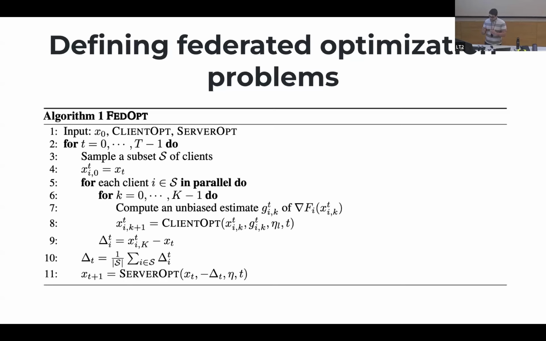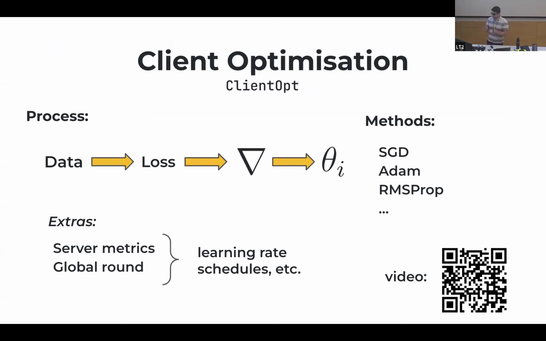So I'll give you a brief overview of how those separate things work in slightly more detail. First and foremost, as I said, we have client optimization. The way client optimization works is each client has their own personal data. That personal data leads to a loss, and that loss gives us gradients. Using those gradients, we can then produce a new parameter set. There are several methods that we can use. We can use stochastic gradient descent, ADAM, or RMSprop. And because I said that client opt is different to just centralized training, we do have those extra metrics coming from the server, which allows us to perform learning rate schedules or affect the process in any way.